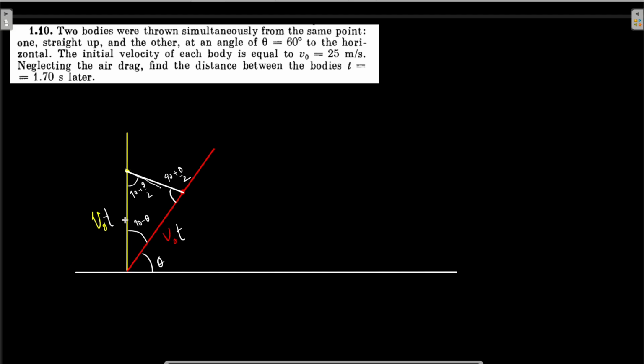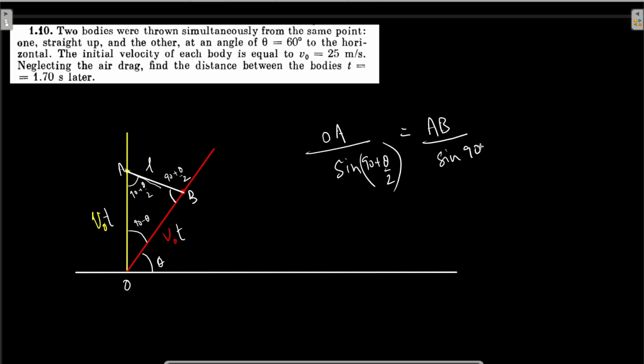Now this is the separation length L. I'll mark the triangle OAB. We'll use the sine rule in this triangle. So using the sine rule, what do we get? OA divided by sine of 90 plus theta by 2 is equal to AB, which we are required to find, divided by sine of 90 minus theta.